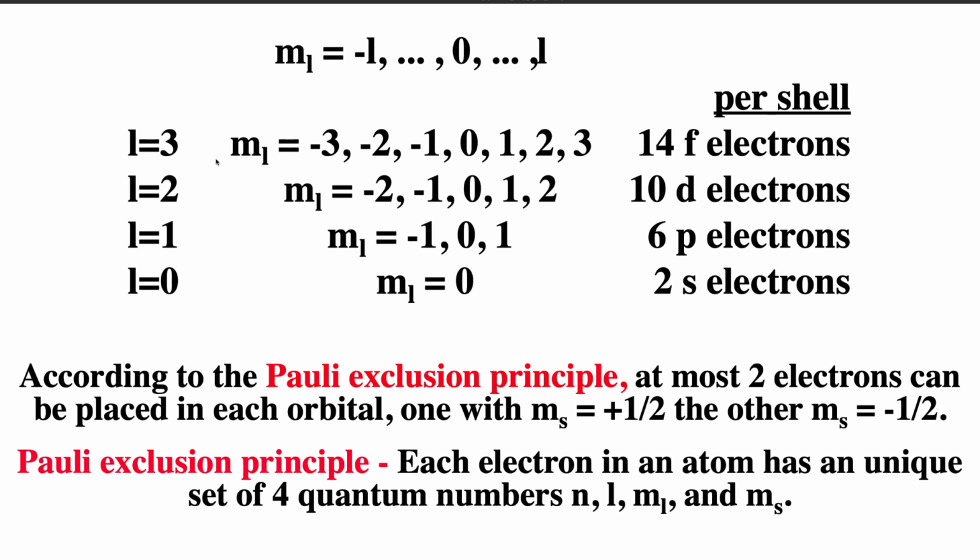Now, M sub S can be plus a half or minus a half, so you have 2 possible values. And so every orbital in an atom has a unique set of 3 quantum numbers, N, L, and M sub L. Every electron in an atom has a unique set of 4 quantum numbers, N, L, M sub L, and M sub S. And so you can put a maximum of 2 electrons per orbital, one with M sub S plus a half, one with M sub S minus a half.